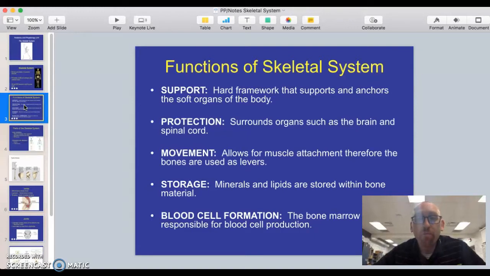They allow for movement, because along with the muscular system, that allows your body to actually move: the muscles move your bones. Storage: your bones actually store a lot of the minerals and lipids in your body. So they're very important in helping keep you in homeostasis. And last, they play a role in blood cell formation. You have this stuff we're going to briefly talk about called bone marrow, and that's where a lot of your red and white blood cells are produced.